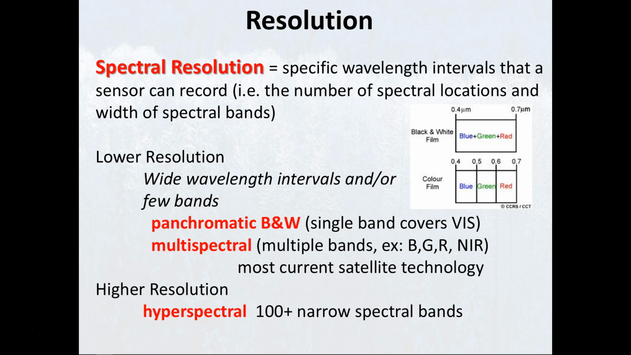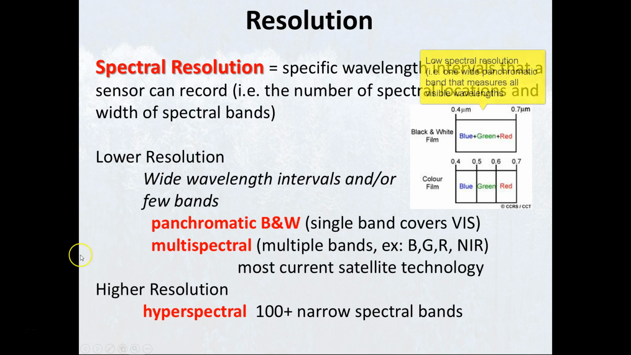Spectral resolution refers to the specific wavelength intervals on the electromagnetic spectrum that a sensor can record, both in terms of the number of spectral locations as well as the width of each spectral band. Note that some sensors have many narrow bands only in one or two regions, whereas other sensors have wider band intervals but cover the visible, infrared, and thermal portions of the spectrum.